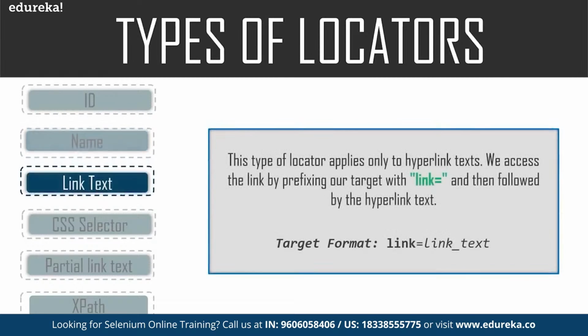Now let's understand what link text is. Finding an element with link text is very simple, but make sure there is only one unique link on the web page. If there are multiple links with the same link text, such as the repeated header or footer and menu links, in such cases Selenium will perform the action on the first matching element with this link. This type of locator applies only to hyperlink text. We can access the link by prefixing our target with link followed by the hyperlink text. So this is about the link text.